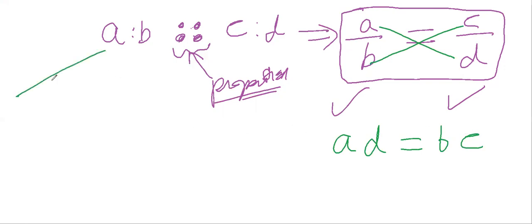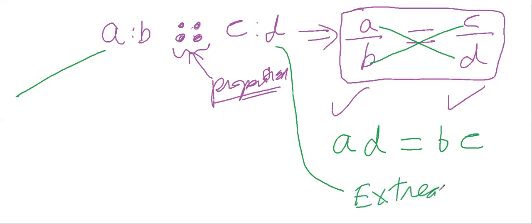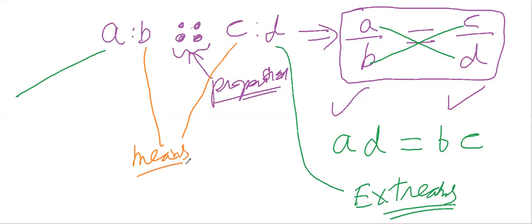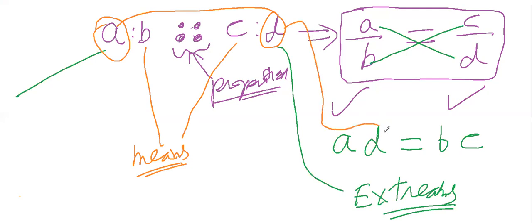Now, what are A and D called? They are called extremes. And what are B and C called? They are called means. So you can even write a statement: product of extremes is equal to product of means. What is the meaning of product? Product means multiplication. Can you see this A into D written over here? Yes, A into D we have written here. So that is called product of extremes.